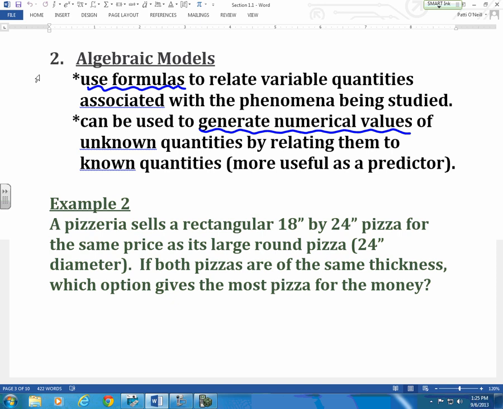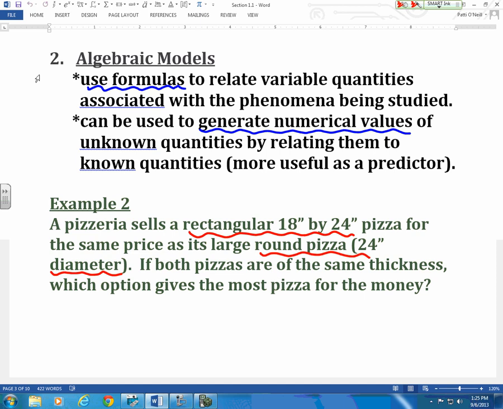The second example that I have here is really straightforward, but it's an example of something that would represent an algebraic model. It says a pizzeria sells a rectangular 18 inches by 24 inches pizza for the same price as its large round pizza, which measures 24 inches in diameter. So I can already see that there are going to be some important pieces here. So this is rectangular, 18 by 24, and this is round, 24-inch in diameter. If both pizzas are of the same thickness, which option gives the most pizza for the money?